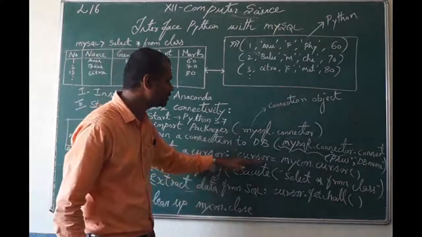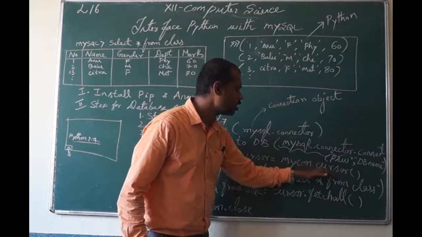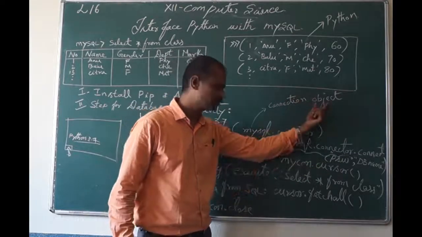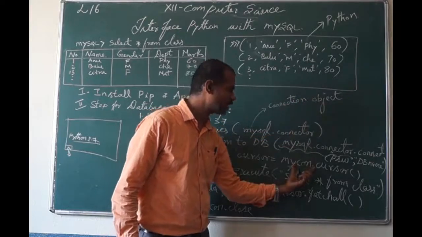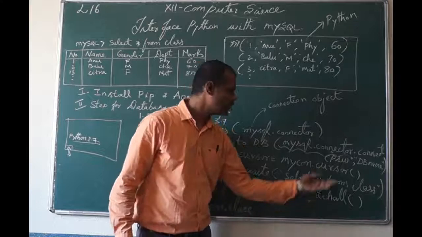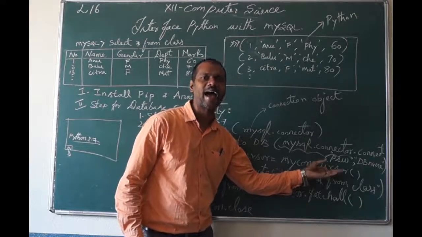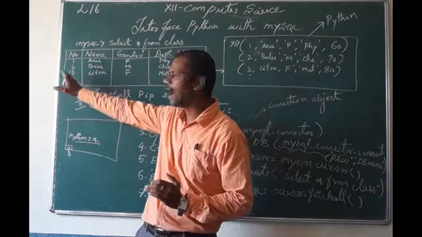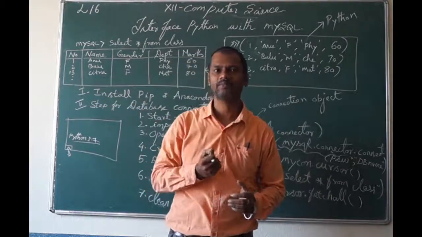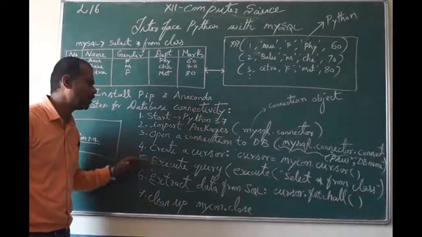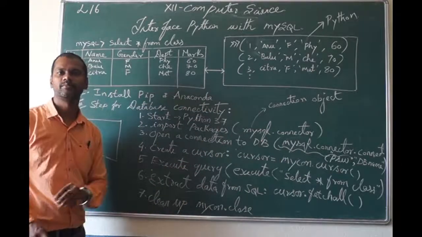For example, cursor = mycon.cursor(). So what is mycon? It is a connection object. Using the connection object, we are creating a cursor function. This cursor function has the capacity to go to a particular place and fetch the data. Next, the fifth step is you have to execute the query.